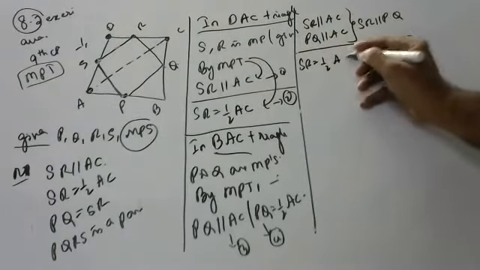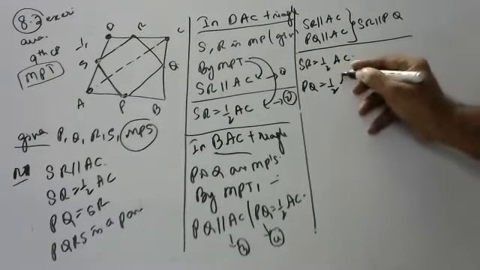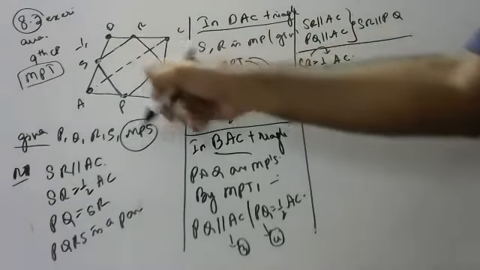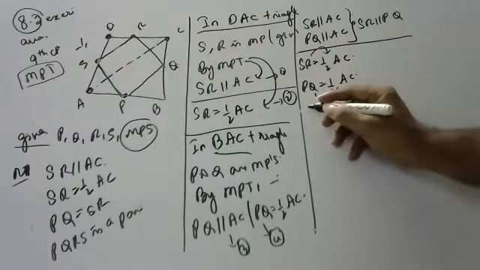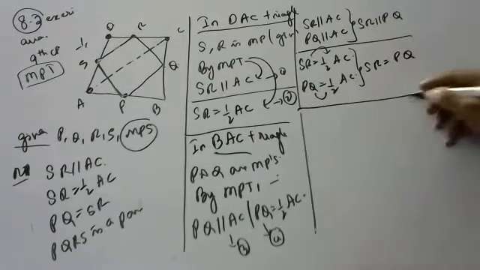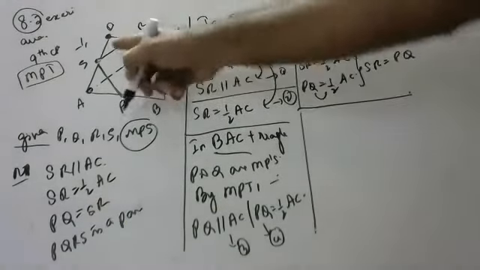In the same way, SR is half of AC and PQ is half of AC. Can I say from these both that SR is equal to PQ, children? Yes, sir. That's all, that is proved. And the last one, children.